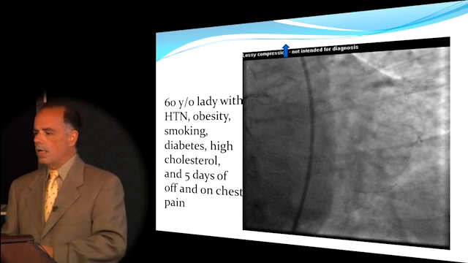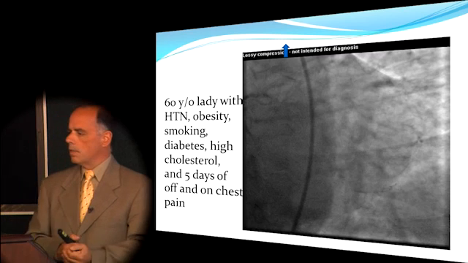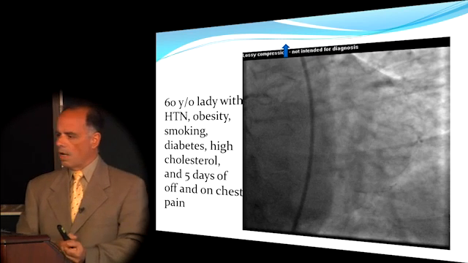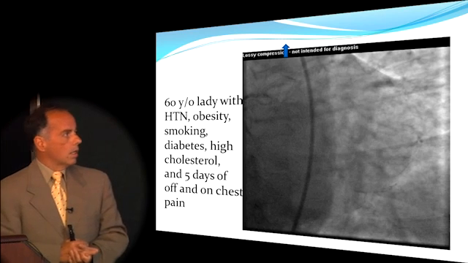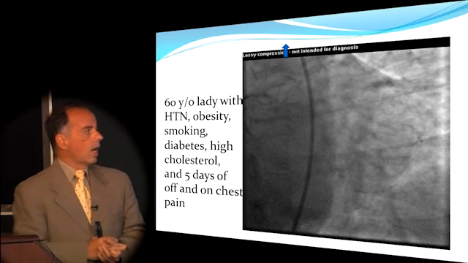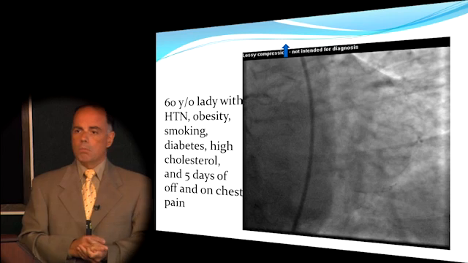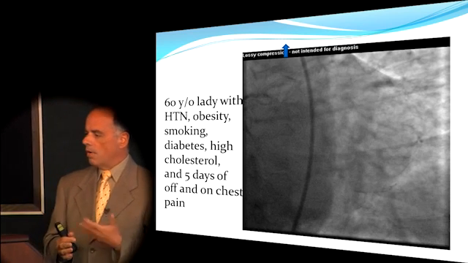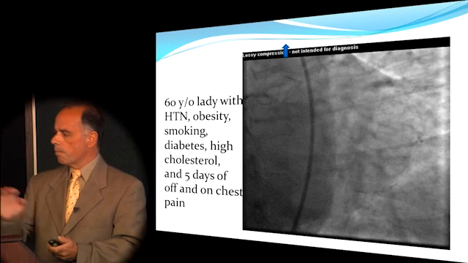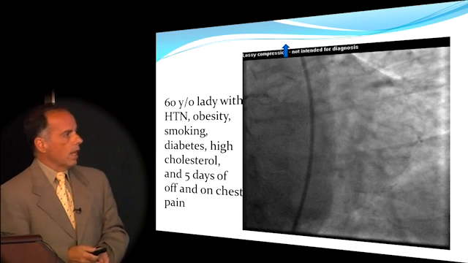And this is a 60-year-old lady I did in New York about a year and a half ago. So 60 years old, history of hypertension, obesity, smoking, diabetes, high cholesterol. Other than that, she's perfectly fine. She had 5 days of off and on chest pain. So she comes to the hospital, and we did an angiogram on her.